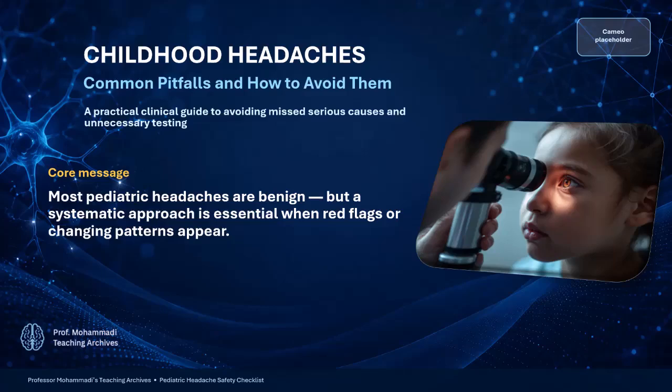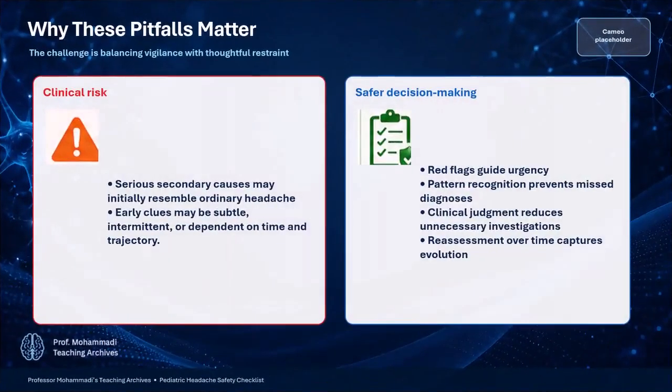The central challenge in childhood headache assessment is finding the right balance between vigilance and restraint. On one side, we do not want to dismiss a serious secondary cause as a simple migraine. On the other side, we also do not want to image every child unnecessarily, especially when the history is typical, the examination is normal, and no red flags are present. Good clinical decision-making depends on recognizing subtle clues, understanding the pattern over time, and using reassessment as part of the diagnostic process. Red flags help guide urgency, but clinical judgment remains essential. Next slide, please.